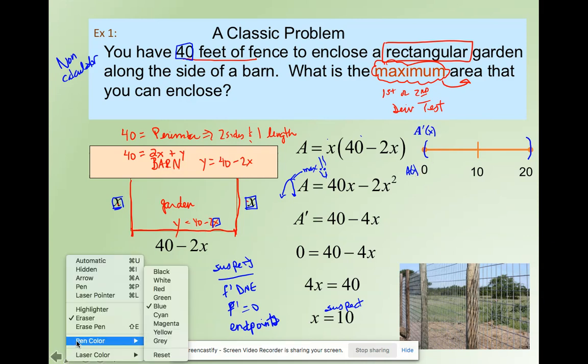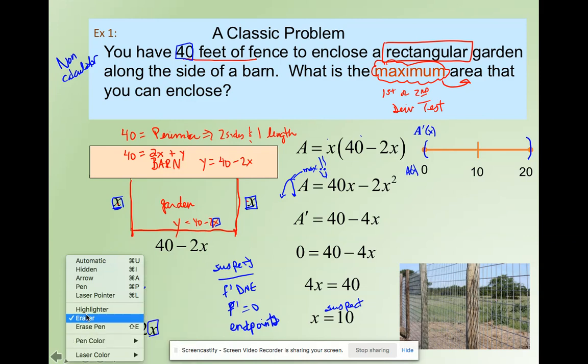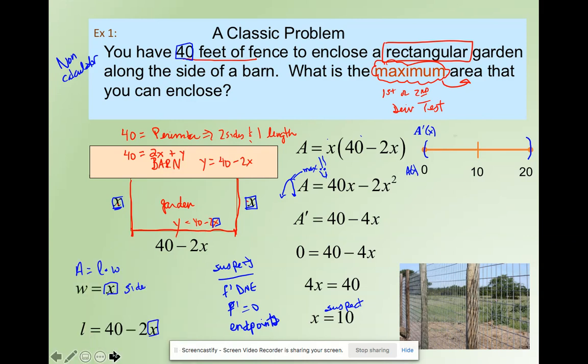What was true at 10? At 10, the derivative is equal to 0. My derivative is a linear function with a negative slope. So the range is positive before the x-intercept and negative after the x-intercept, which means my function is increasing from 0 to 10 and decreasing from 10 to 20. Hello, I already knew that. Duh. But I have calculus to explain it.